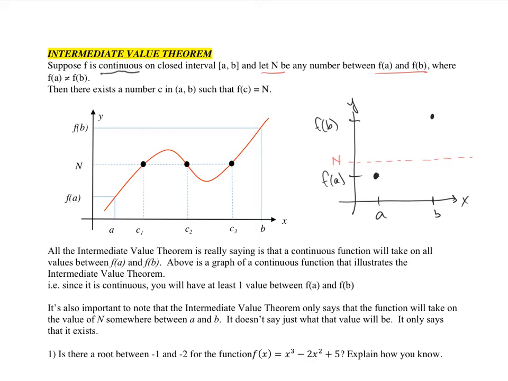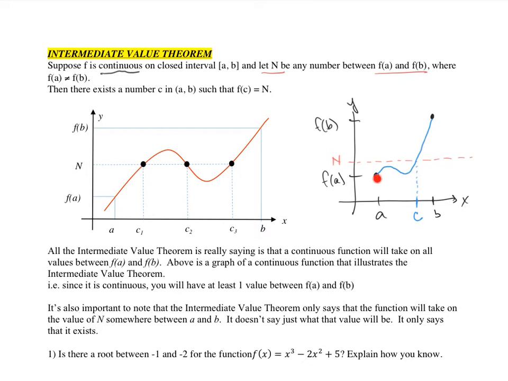So no matter how I connect these, I can go up like this and down, I will at some point have to cross n. And this will give me a corresponding value down here that we can call c. Now, in this graph right here, you can see that it can happen more than one time. You can cross this value more than once. So that's the basics of the intermediate value theorem. All it's really saying is that if we have a continuous function, it will take on all values between f(a) and f(b). The above graph, this one, is continuous and illustrates this intermediate value theorem.